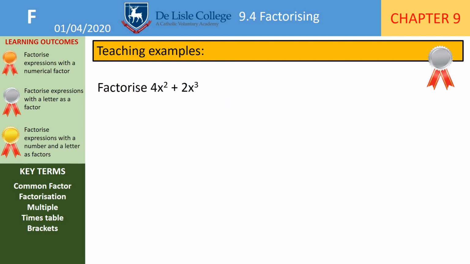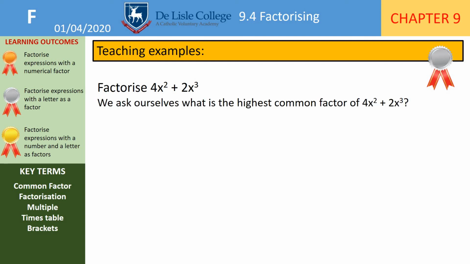One more, 4x squared plus 2x cubed to be factorised. What's the highest common factor of 4x squared and 2x cubed? Quite tricky. The answer is 2x squared. This goes outside the brackets.